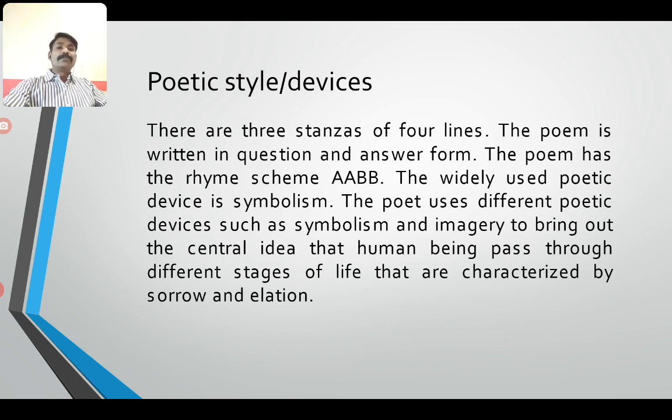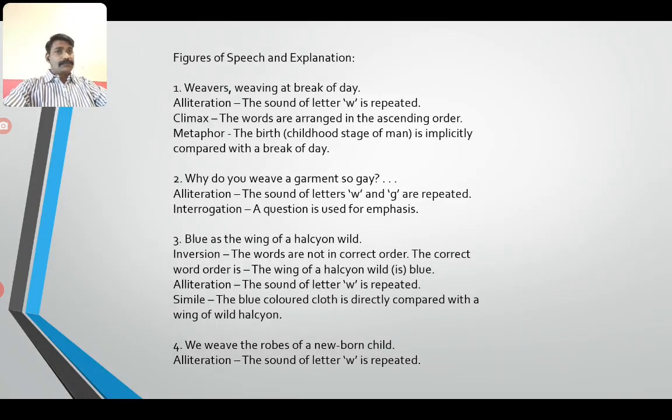The widely used poetic device is symbolism. The poet uses different poetic devices such as symbolism and imagery to bring out the central idea that human beings pass through different stages of life that are characterized by sorrow and elation. After this, there are some different figures of speech. We'll go line by line. Let's see the figure of speech and its explanation.